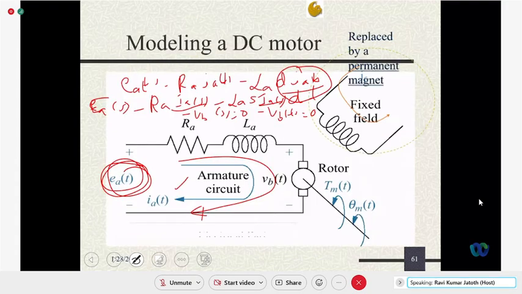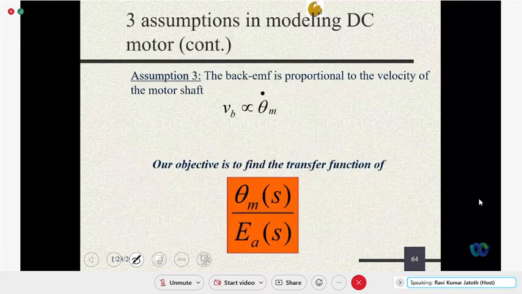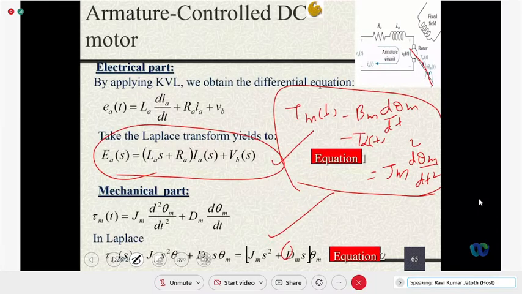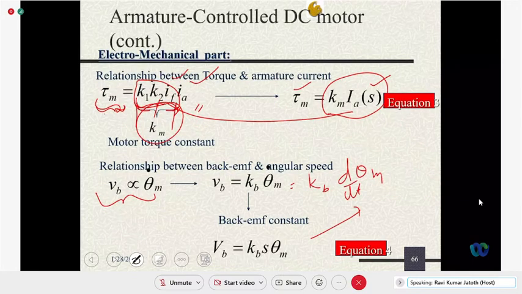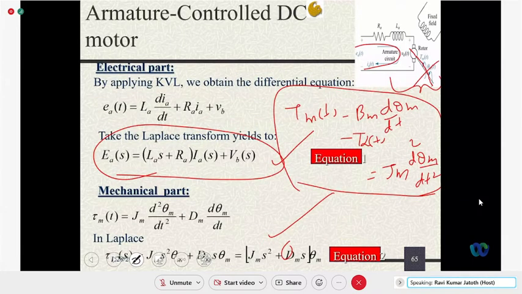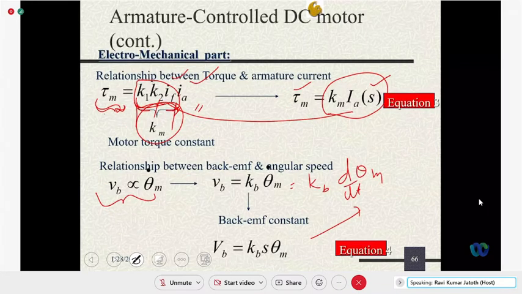All right, so now we are modeling it. This is a physical system, and we are trying to model it. The entire motor became four equations: one is the electrical part, another is the mechanical part, another is the electromechanical part, and another is the resultant one. So the total of four equations are there: equation one, two, three, four. Up to this point is clear, everyone?